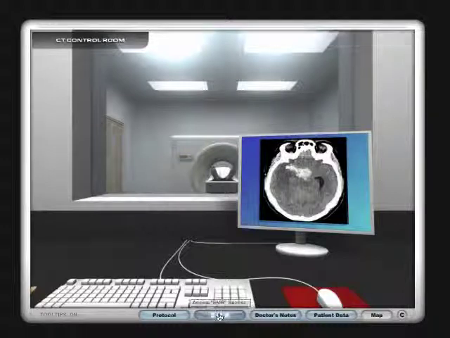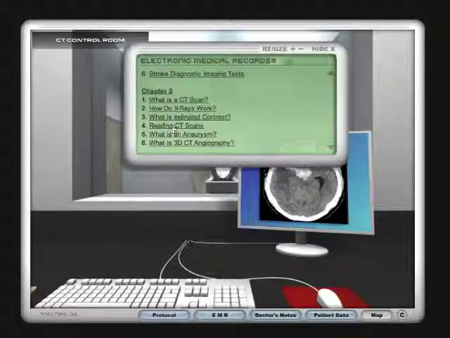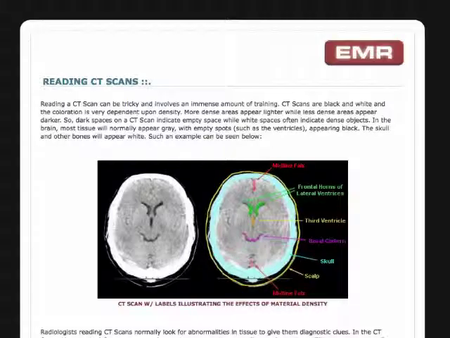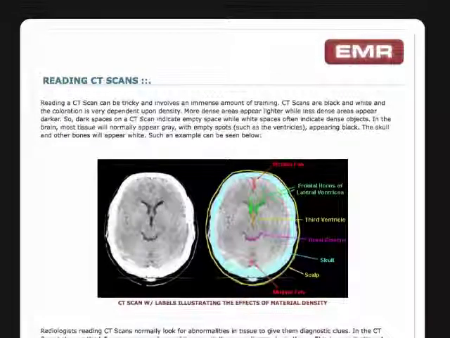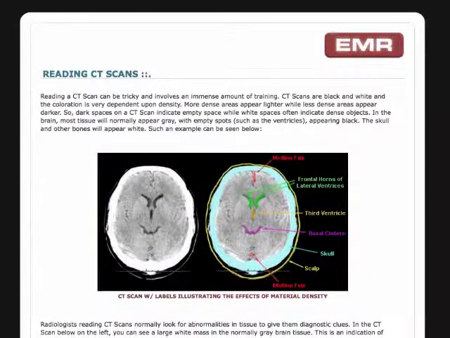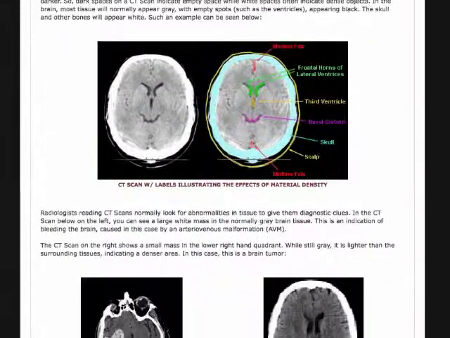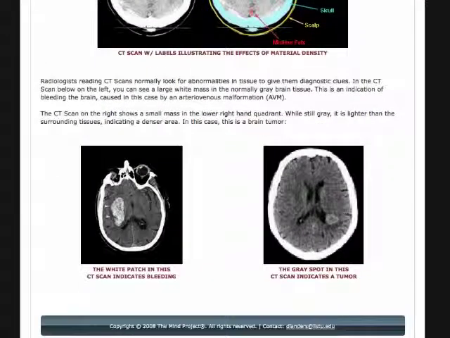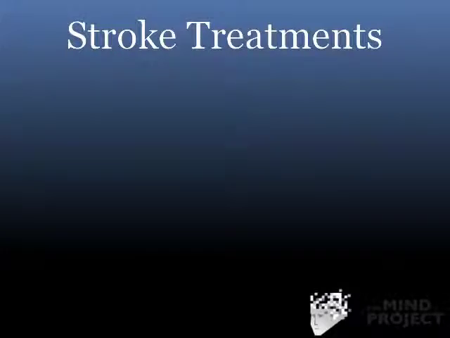Make sure your students read the electronic medical record or the EMR to determine how to interpret these images. As an additional diagnostic test, students will order and read a 3D CT head angiogram image to locate the aneurysm. An important concept that students should glean is that stroke treatments depend on the type of stroke and where in the brain the stroke occurred.